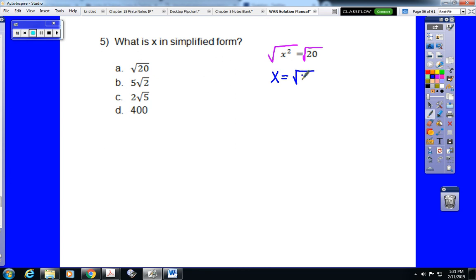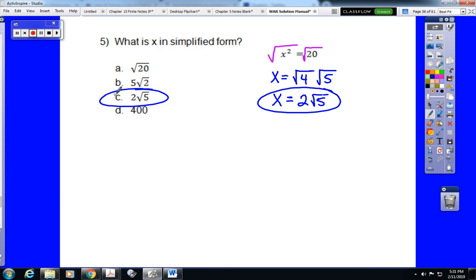So what we would do is we'd say, okay, well 20 is not a perfect square, but 4 is, and 20 is divisible by 4. Then we'd say, okay, the square root of 4 is 2, so the square root of 20 would be 2 root 5, or C. That does it for the day 15 video.